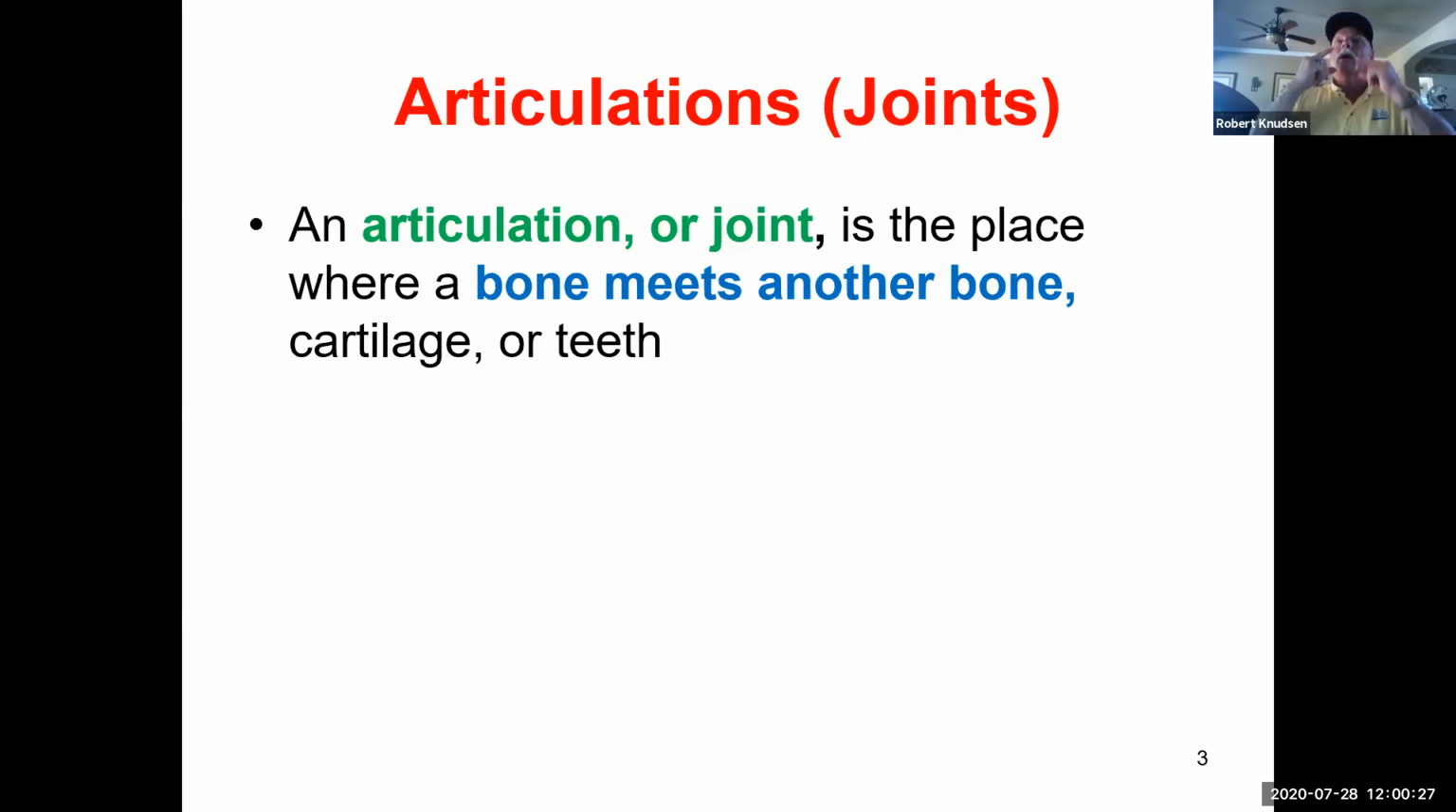You get it? Also, the last weird one is where your teeth go into your mandible, your lower jaw, or your maxillary bone, your upper jaw. When that goes in, that is also called a joint, okay? Even though your teeth are not bone. Good? Okay.